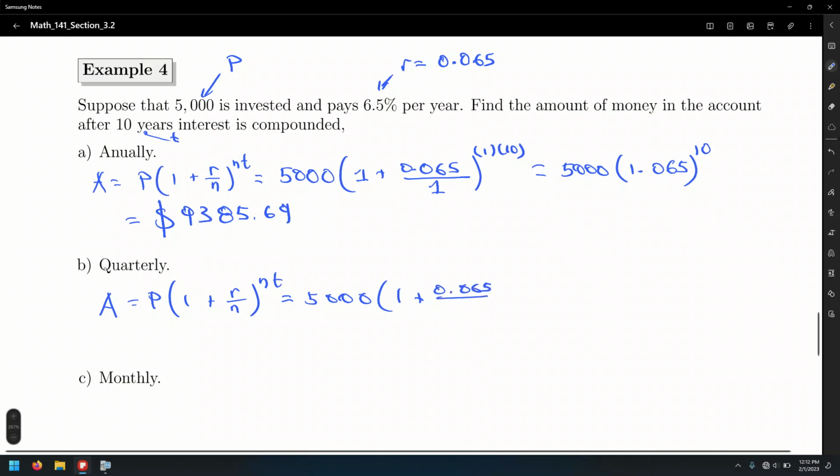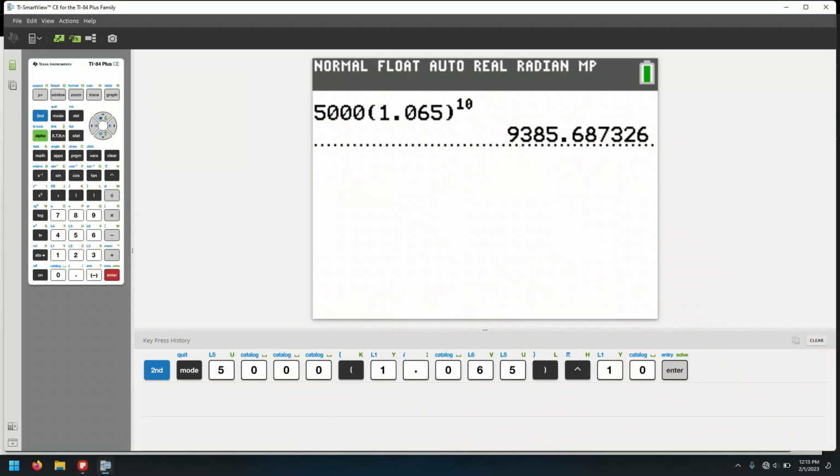Divided by n. Well, in this case, since this is quarterly, n is going to change. n is not going to be 1 anymore. This time it's going to be 4. And this exponent, it's 4 times 10. The 10 stays the same because we're still at 10 years. Well, so 5,000, open parentheses. I'm going to simplify this in a bit. And I'm going to multiply 4 times 10, which will be 40, to the 40th power. And, well, let's see. I can't do this off the top of my head. Well, I'm going to go to the calculator.